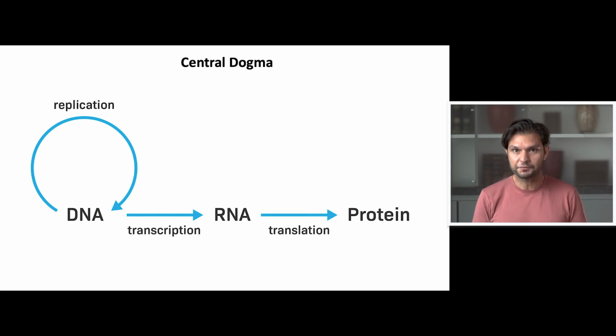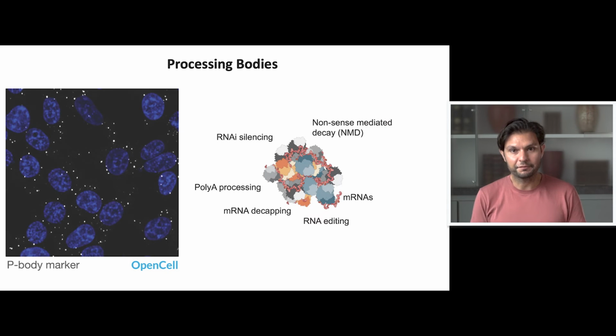Sometimes the message is faulty. Sometimes it needs to be stored temporarily. Sometimes it needs to be slightly edited. And finally, once the message has done its work, it needs to be degraded. Curiously, there is a factory in the cell that harbors all the enzymes necessary for these tasks. It's appropriately called processing bodies.